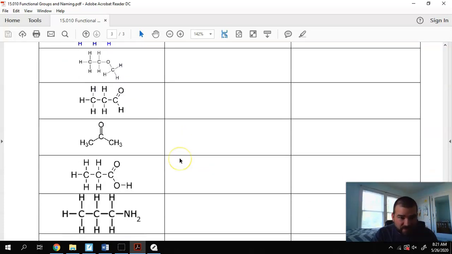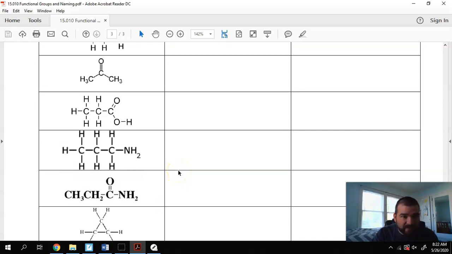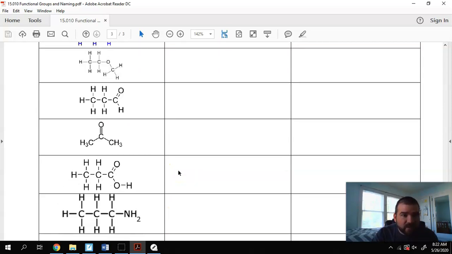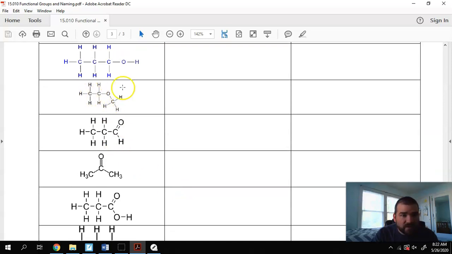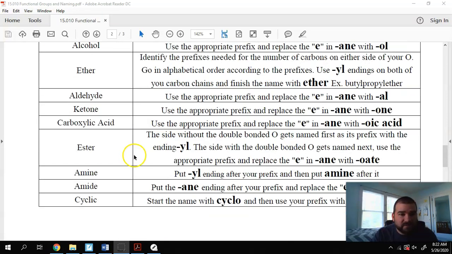So I'll give you the two examples that we had from the previous. Actually, I didn't have an ester in here, did I? I only had the ether, I believe. Yep, so there's your ether right there. And the ester, I wasn't on the note sheet. So either way, we're gonna do an ester now, which gets that weird "oate" ending.